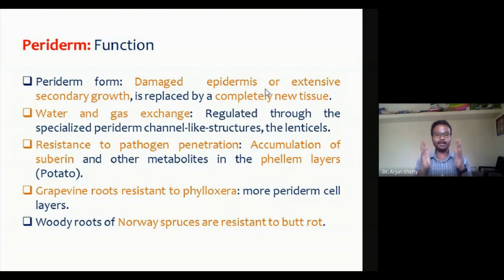Because of that, the plant has to undergo the exchange of gases. Nothing but the regulation of gases has to be undertaken. So because of that, the periderm will allow the development of lenticels. That's what we call channel-like structures.